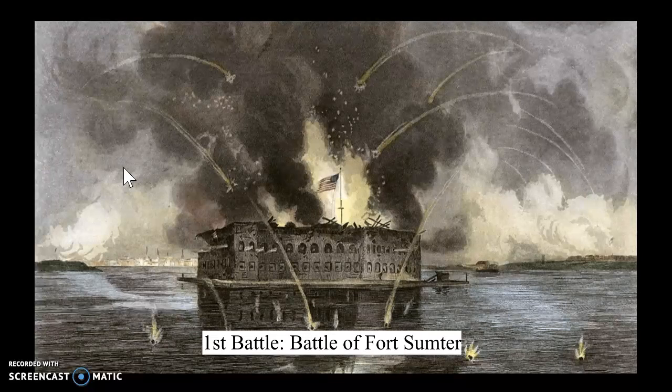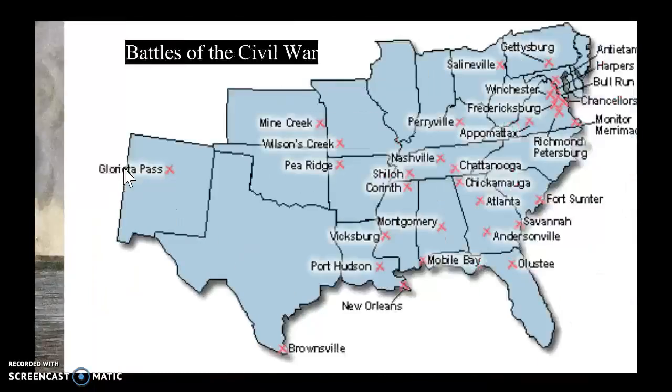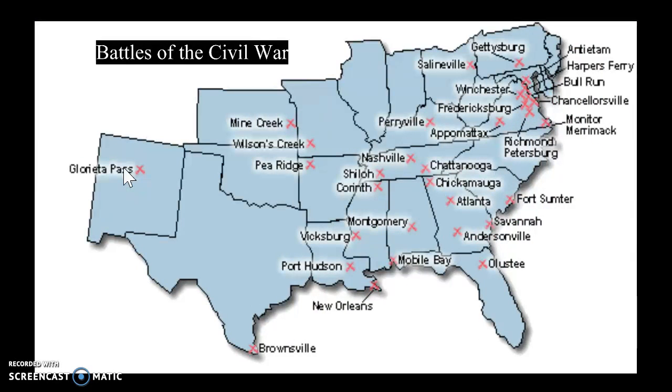Two days later, U.S. President Abraham Lincoln issued a proclamation calling for 75,000 volunteer soldiers to quell the Southern insurrection. This is a map of the battles of the Civil War. Not all of them, just most of the very important ones.